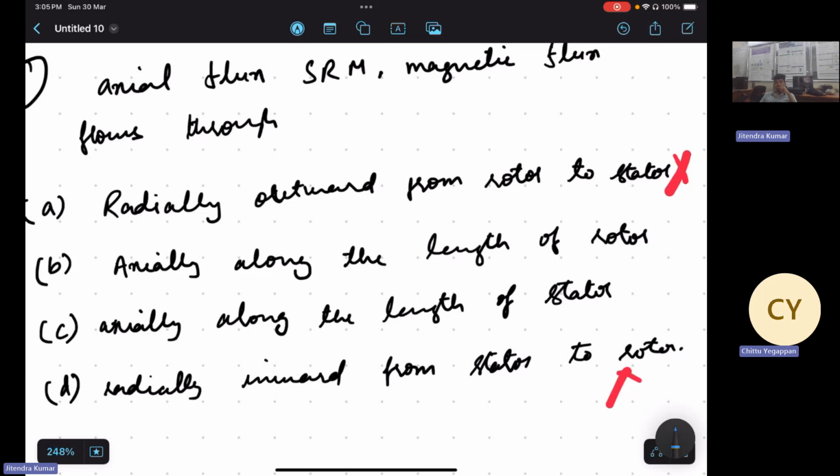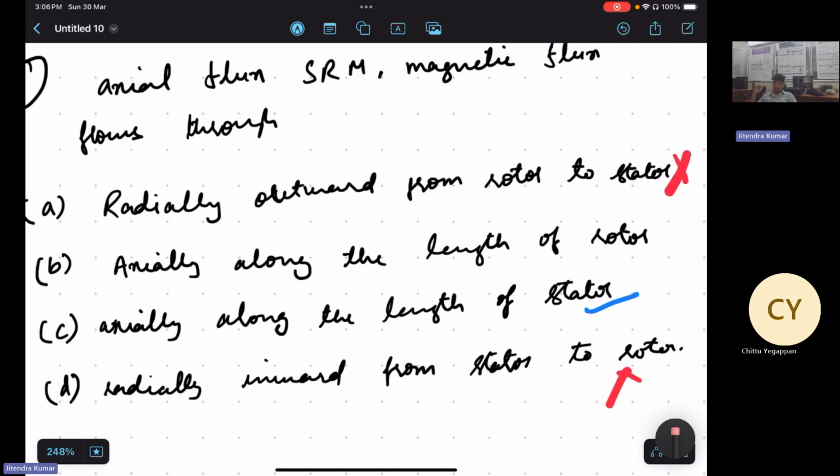Sir, is it actually along the length of the rotor? Is that correct? In the answer, it is mentioned option C, but according to me, it should flow through the stator and rotor, because without coupling between the stator and rotor, how could a machine do magnetic coupling? So ideally, flux should flow axially from the stator to the rotor, right?